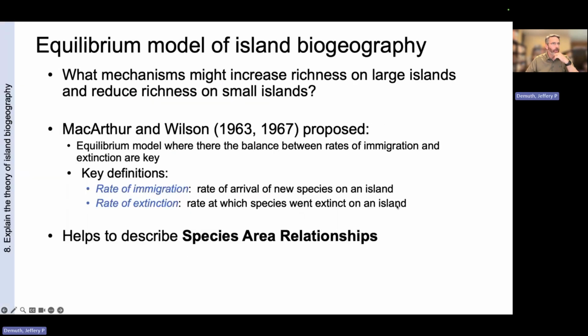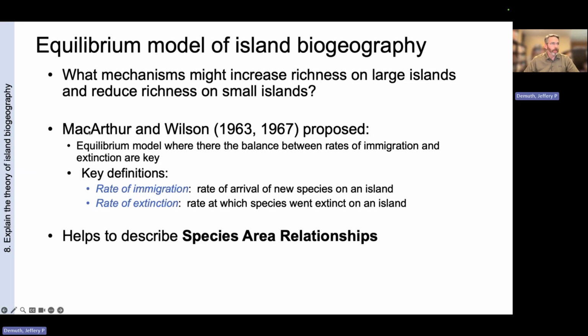So those kinds of observations led to this theory of island biogeography. This is learning objective number 8. And the question was, what mechanisms might increase the richness on large islands, or conversely, reduce the richness on small islands? What explains this relationship? Why don't you just see more individuals of the same species?